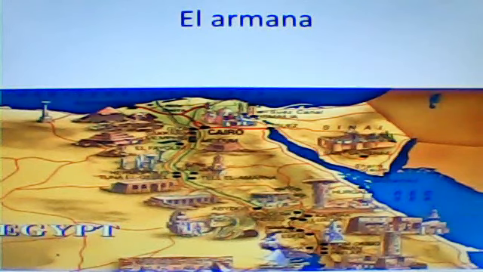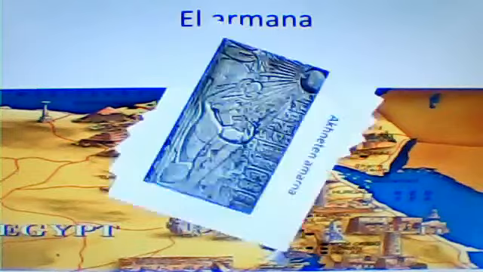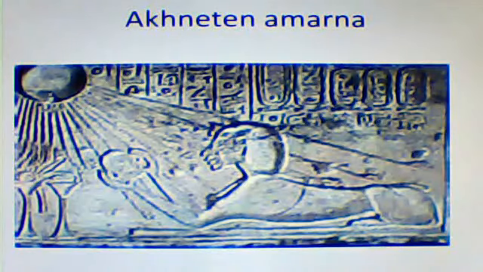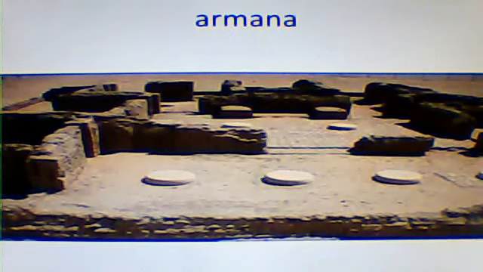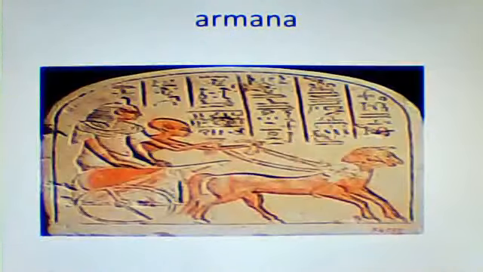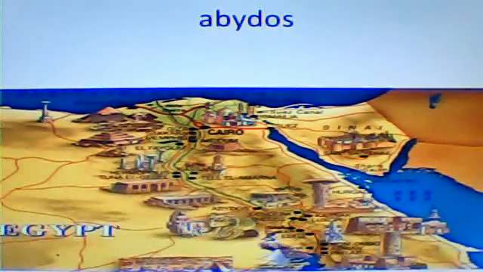And so we go to El Amarna, and we start with Akhenaten in the form of the Sphinx praying to the sun. We go on to some of the leftover structures inside, and some more hieroglyphics. I'm just going to skip through this one pretty quick. And we go down to Abydos. Abydos is pretty much one of the first cities, 3200 BCE.